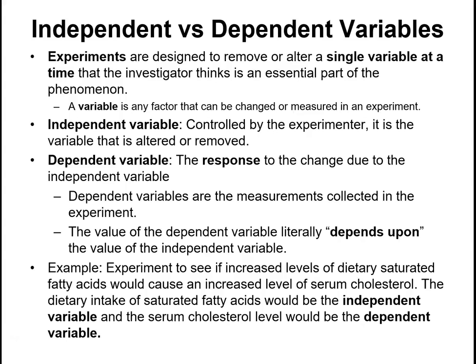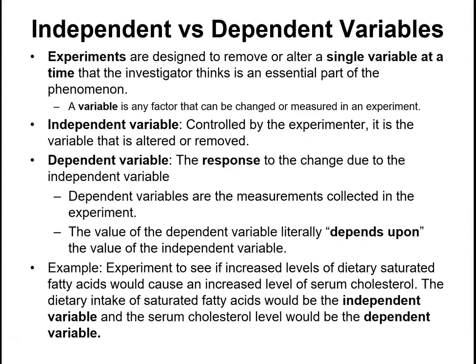Generally speaking, we need to design experiments to look at one variable at a time that seems to be significant in that explanation to answer that question. So we have both independent and dependent variables. Independent variables, this is what's controlled by the experimenter, the researcher, the scientist. It is the variable that we are intentionally changing or removing from the equation to see if it really is having the effect that we think it is.